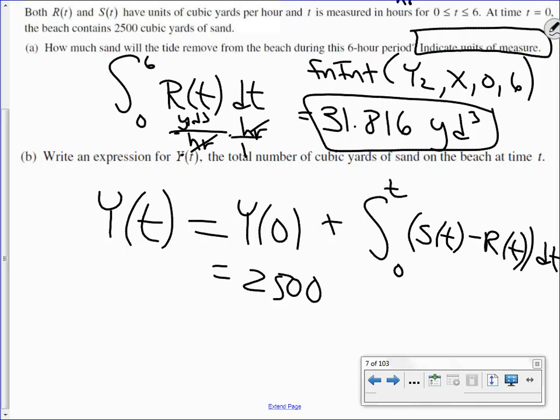So I would write the 2,500 here, because they never said that was y of 0. We just had to know that. So the full answer would be 2,500 plus the integral from 0 to t of S of t minus R of t dt. And that would be our full answer for that. If they've given you what to call them, just use that name.